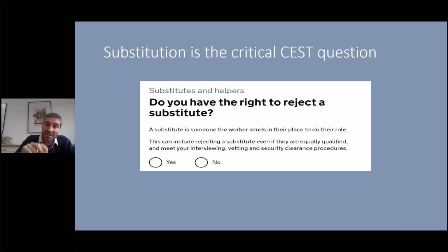But the way that they've worded that is not right for me, and it means that very often a client is going to say, yes, of course I have a right to reject a substitute if they're a lunatic, and therefore we go on and look, IR35 applies.